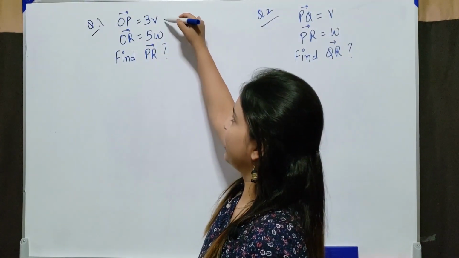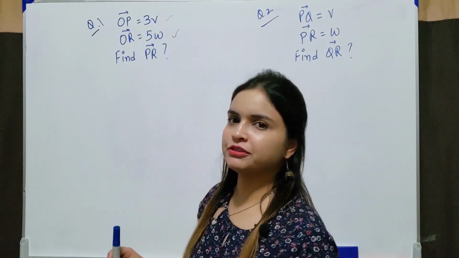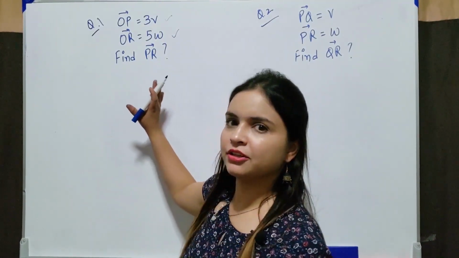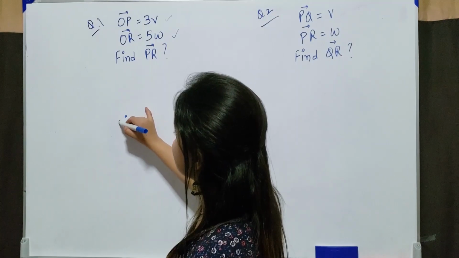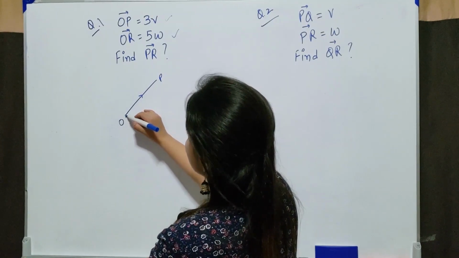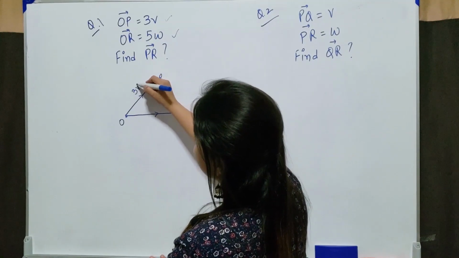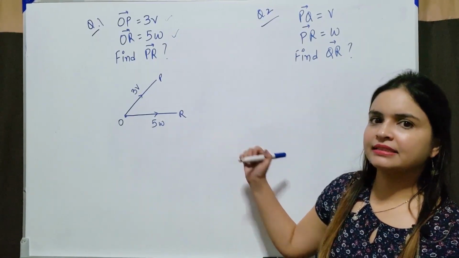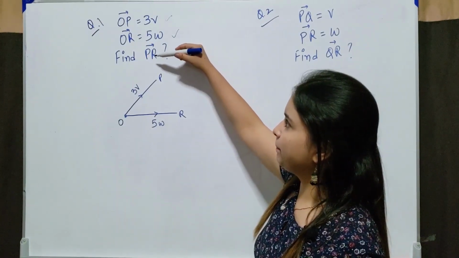In this question, I have two vectors. OP is 3V and OR is 5W. I have to find the value of vector PR. First, draw vectors OP and OR. Suppose I take this point as O. This is my OP, and suppose this is my OR. OP is 3V, OR is 5W. This is already given in the question. I have to find PR.